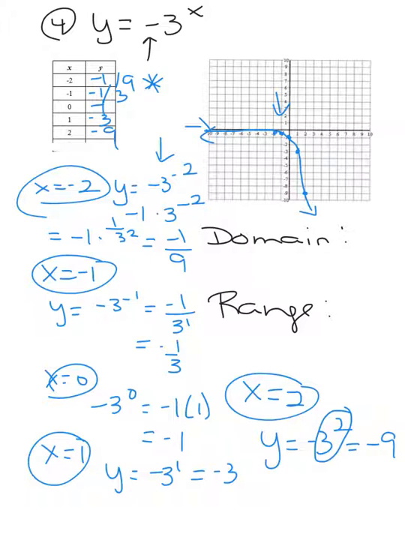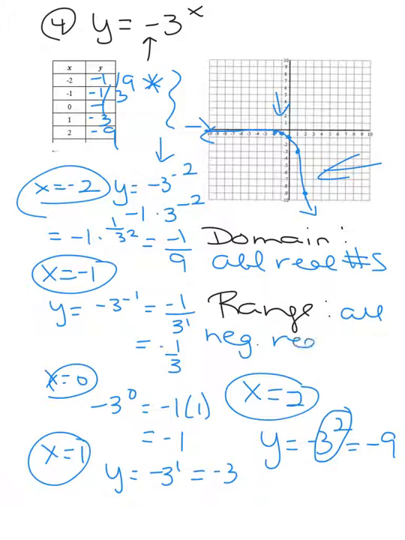So my domain is still all real numbers. I haven't excluded anything. And this time, all my y values are below the x-axis, so they're all negative. And if I look at my table here, I have all negative values as well. So my range is going to be all negative real numbers.